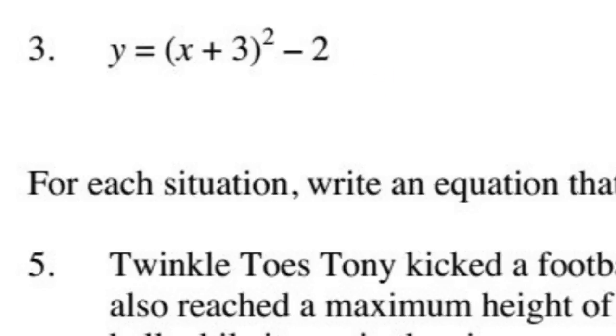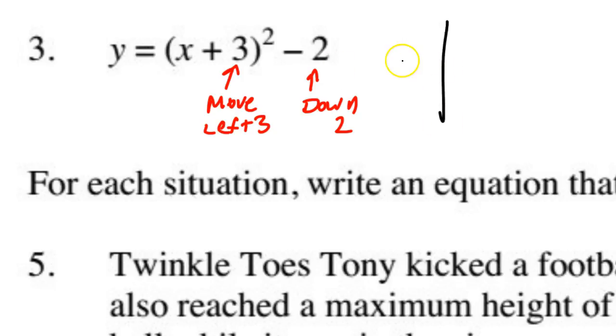Taking a look at question number 3, the +3 is going to mean move to the left 3. The -2 means to move down 2. The transformation that we see is that we start here in the middle, go 1, 2, 3 to the left, down 2. There were no other transformations, so we know immediately that we just open upward.